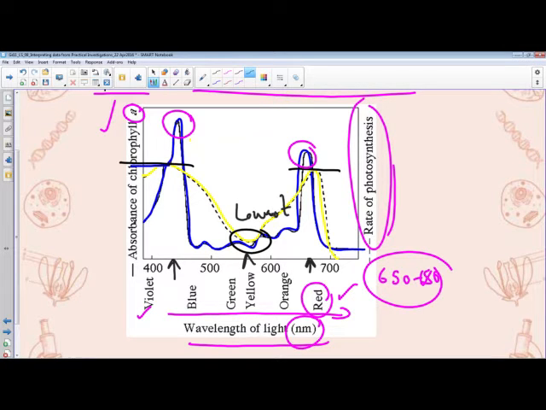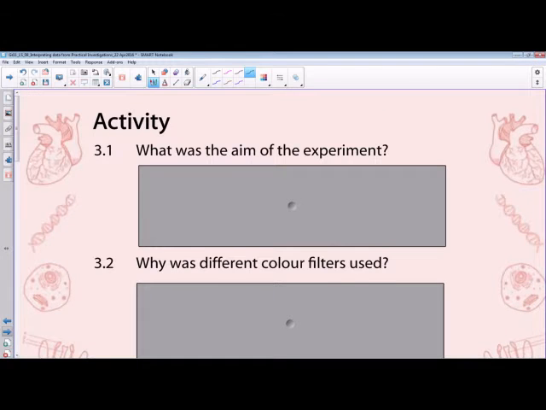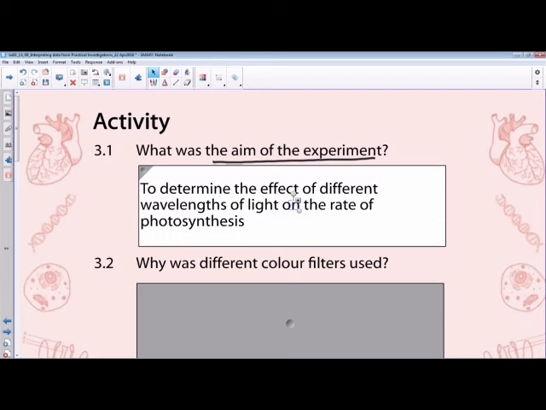So we've tried to understand the graph and the relationship of absorption of chlorophyll A and the rate of photosynthesis at different wavelengths of light. So quite an interesting experiment to unpack. So let's read through some of the questions and see if we can answer them. So again, what was the aim of the experiment? And guys, we looked at the graph, we looked at the intention of the experiment, and it was basically to determine the effect that different wavelengths of light have on the rate of photosynthesis. And that essentially comes across clearly in that graph.